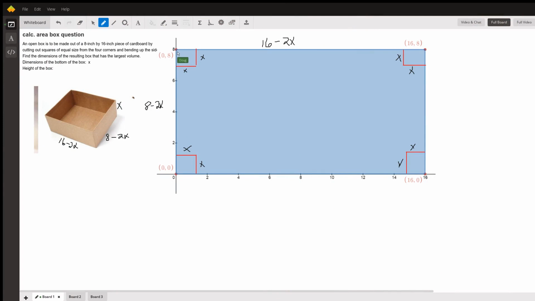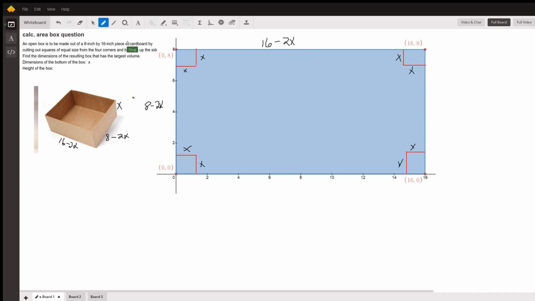Okay, here is a picture of this piece of cardboard, 16 by 8, and we have to cut squares of equal size from each corner, bend up the sides that remain to form an open box, and find out what size these squares should be to create a maximum area.